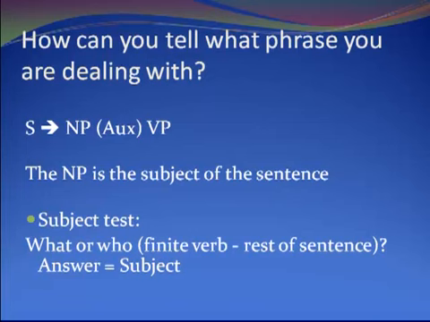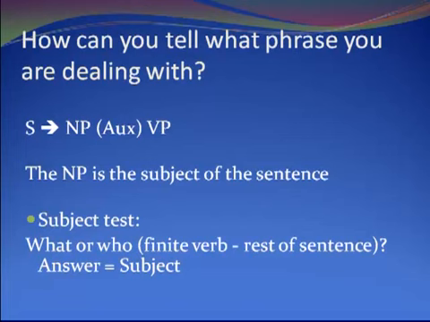Okay, now how can you tell what phrase you're dealing with? Now, the very first starting point is to think about the general structure of sentences, and the S here means sentence, and what you've got here, you've got a sentence and then an arrow, and that means you can think of a sentence as consisting of the following structure: a noun phrase, then there may be an auxiliary verb, but there definitely is a verb phrase, so the auxiliary in brackets is optional. But what this rule says is that every sentence consists of a noun phrase and a verb phrase. And that noun phrase is always going to be the subject of the sentence.